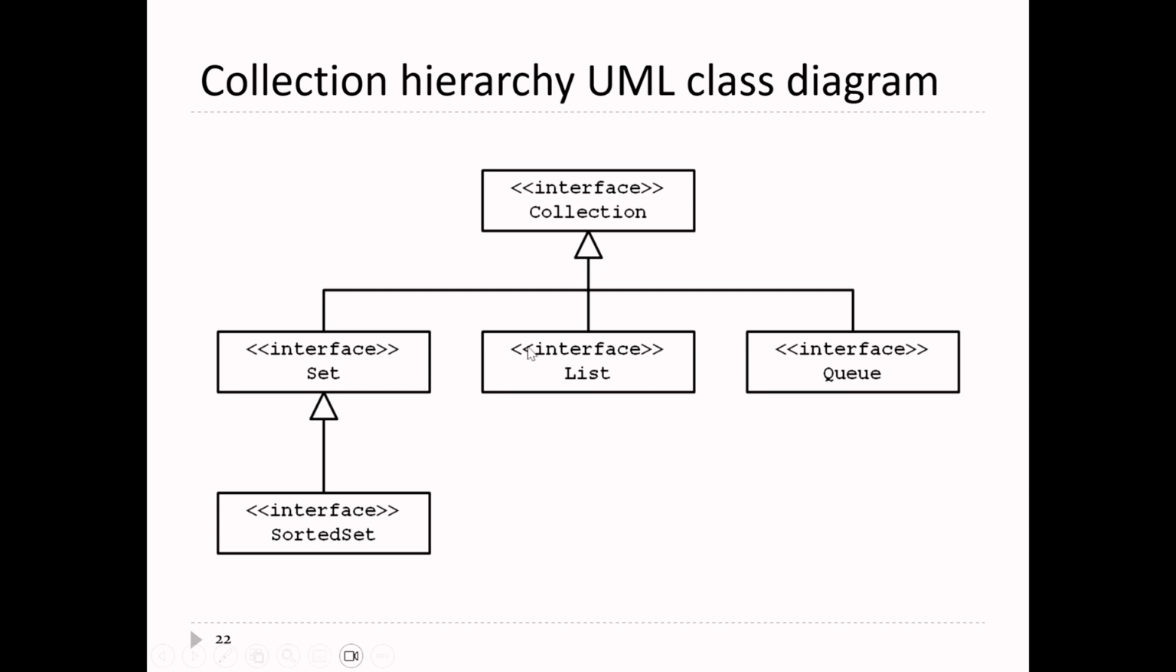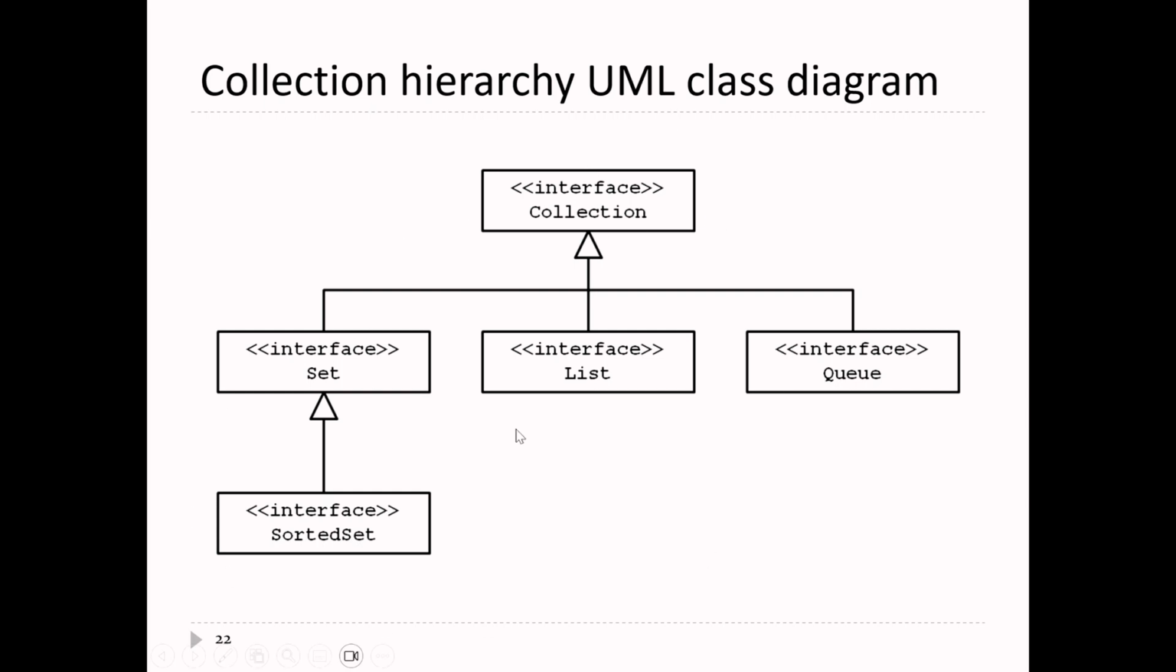Okay, so the collection framework is organized in a hierarchy of interfaces. The picture I'm showing you is an example of what's called a UML class diagram. UML is short for Unified Modeling Language. It's a visual language, consisting only of pictures, that's used to describe mostly object-oriented software.